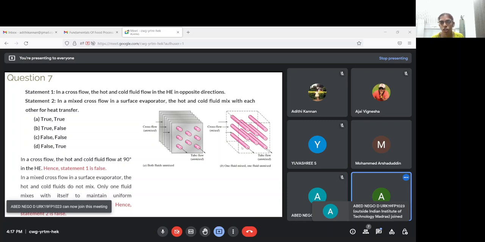So in a mixed cross flow, there are no plates to separate the fluids. Whereas in case of an unmixed cross flow, the plates are separated and the fluid will enter between the two plates. So here statement 2 is false. I'll get back to you regarding the industrial examples. So the answer to this question is option C.